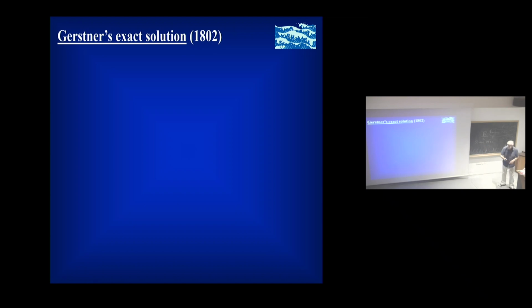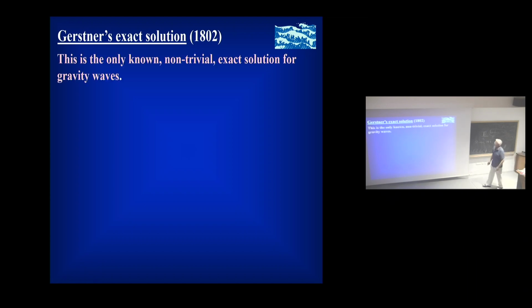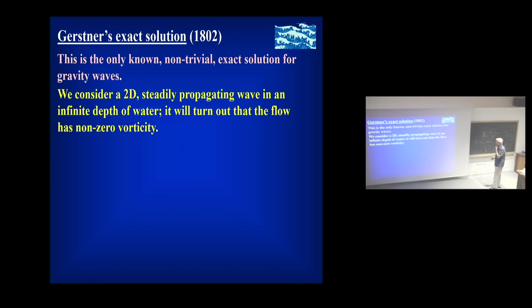So let's have a look. 1863. Couldn't read my own writing. 3s and 8s, when I scribble them, even in my own notes, look a little alike. So, 1863. Okay, I've already said this. It's the only known non-trivial solution to the water wave problem for gravity waves, of course. We are not dealing with ripples. So we're looking at a two-dimensional, steadily propagating wave in infinite depth of water.